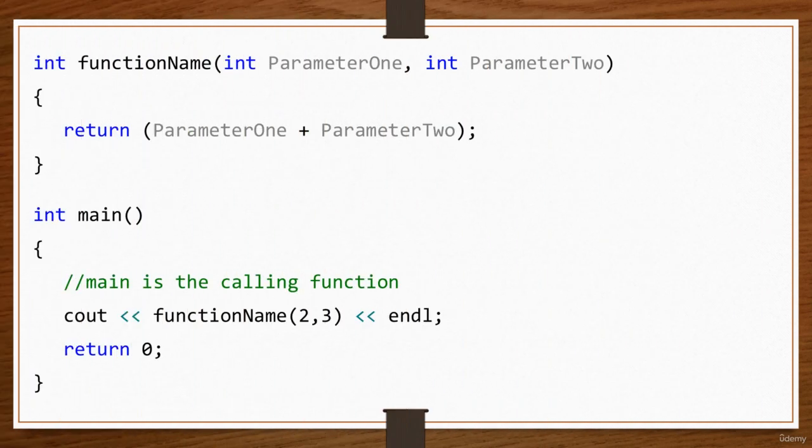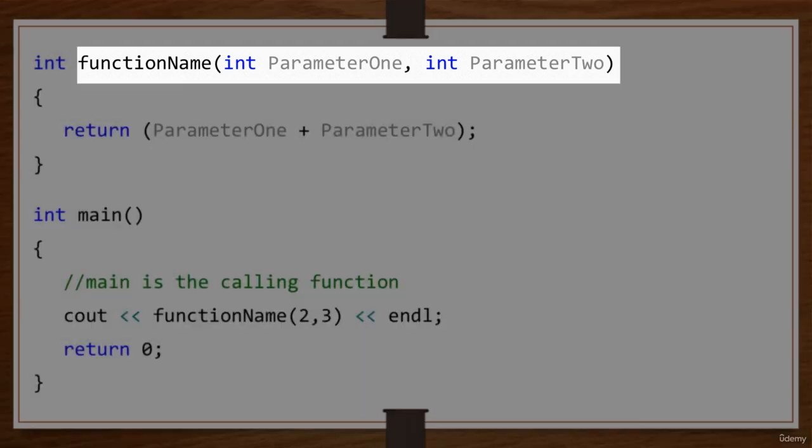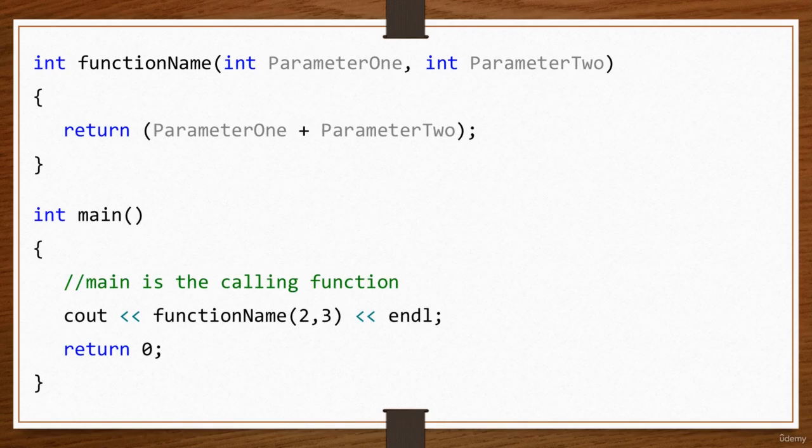So, a quick demonstration before we move on to Visual Studio. You can see I have int function name, so the return type in this case is integer, so the calling function, in this case main, will expect an integer back from this function. Between the parentheses we have those two parameters, both of them integers. One can be an integer, another one can be a string or a float or a character or something else. You can see in the return statement I'm adding those two parameters together.